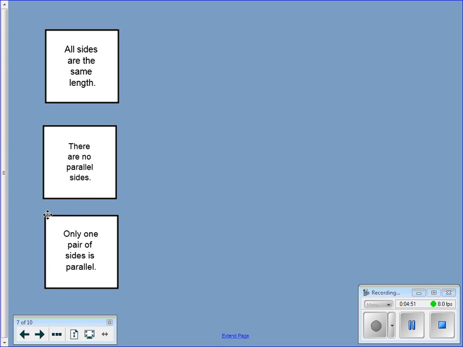Next, we have all sides of the same length. So an example of that would be an equilateral triangle. Remember, in an equilateral triangle every side of the triangle is the same length. Now when we have a polygon that has all the same length on its sides, we can call that a regular polygon. All right, regular polygon, all of the sides are the same length.